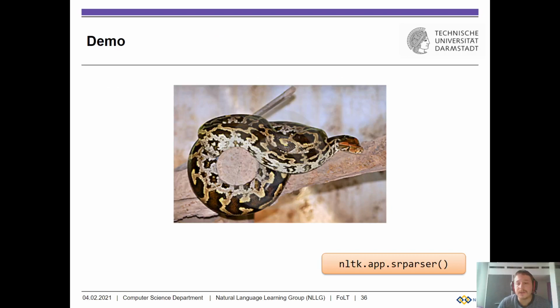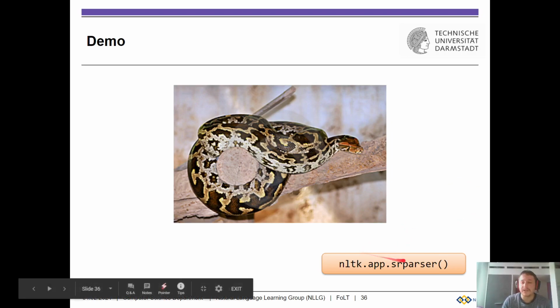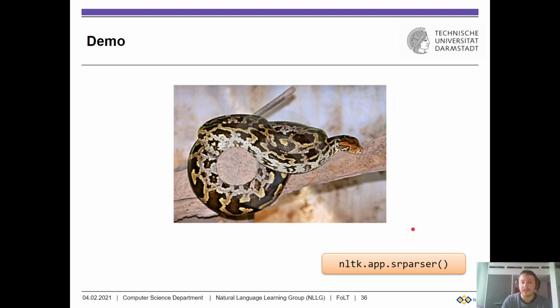As for the recursive descent parser, there's also a demo which you can invoke by typing this command here, and I'll leave this up to you, to your private investigation to do so.